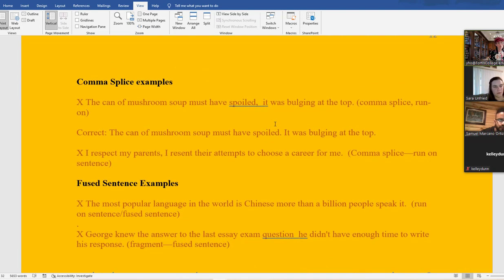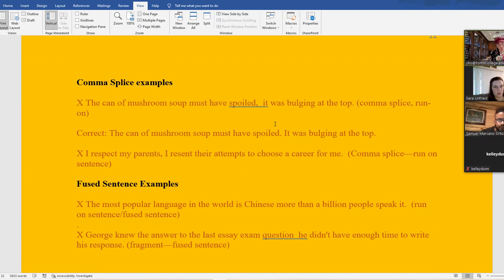Anyway, so here are some more comma splice examples from your quiz. "The can of mushroom soup must have spoiled, it was bulging at the top." Here, this is a comma splice, and it needs a period. If I put a period there, suddenly that little wiggly line, which is your Microsoft grammar check, disappears. That's how you check it. What else is wrong with this sentence? There's still another punctuation mistake. Well, it needs to be capitalized. Yes, it needs to be capitalized.